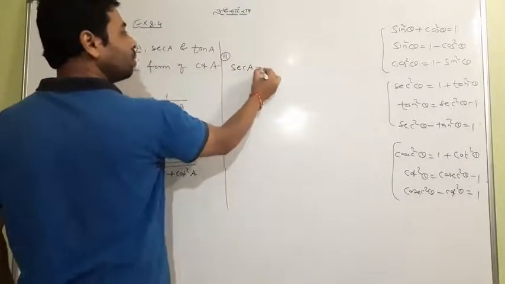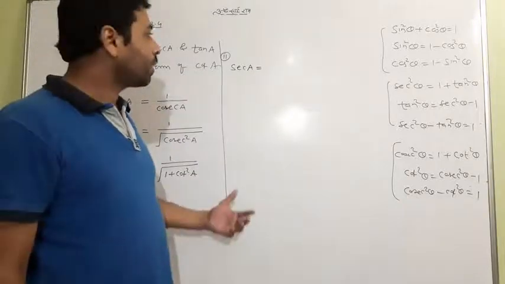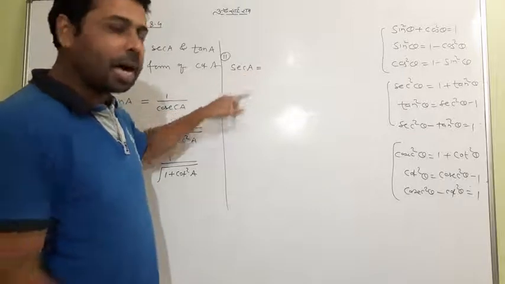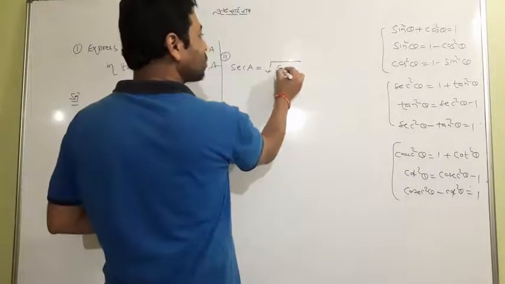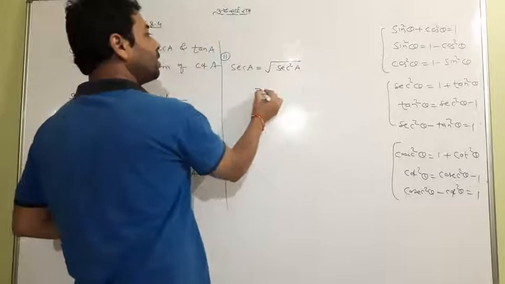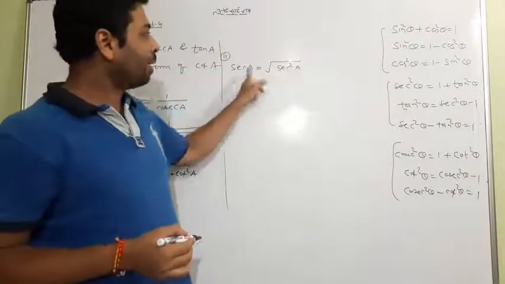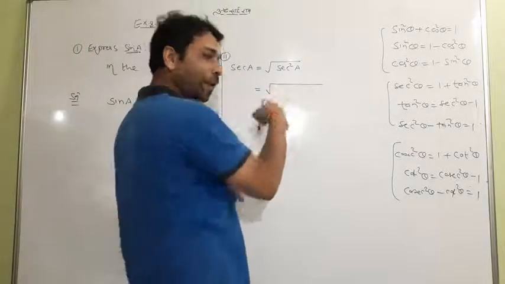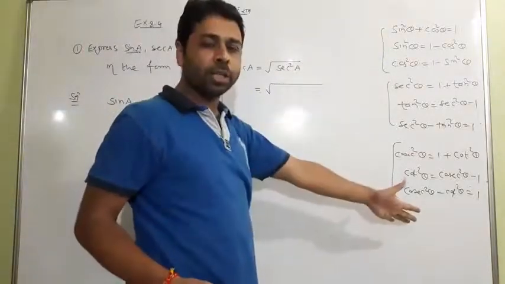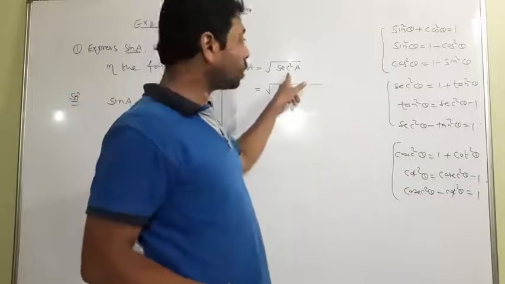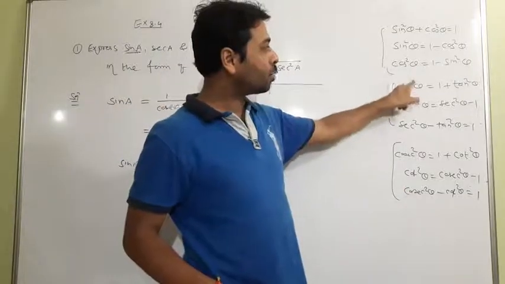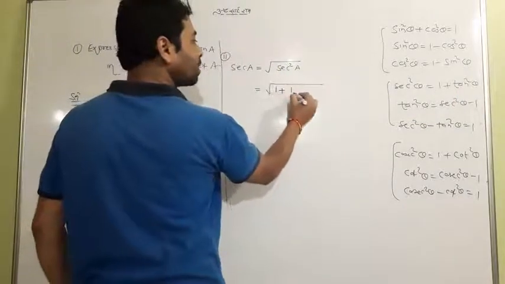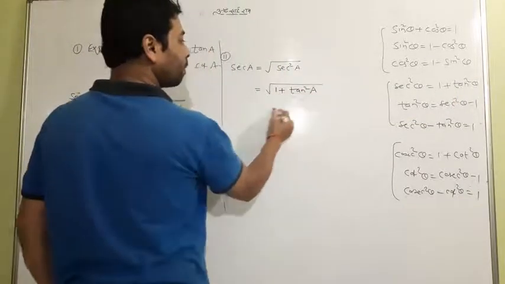So again very easy. How can we write it? Let me explain. For sec A, I first write under root sec square A. Don't be afraid, very easy. Because sec square A means sec A under the root sign. And why have I written sec square A? Because we know that all the properties or identities depend on squares. Look at sec square A: sec square A is equal to 1 plus tan square A. So write 1 plus tan square A instead of sec square A.